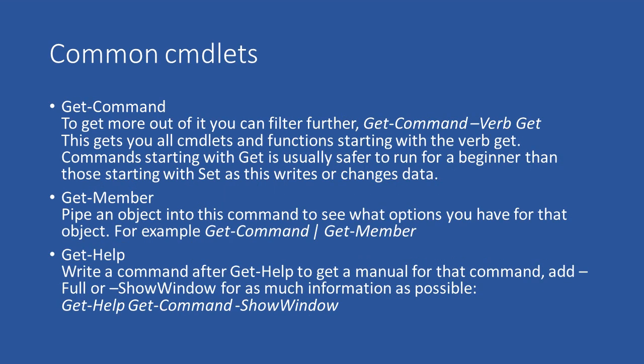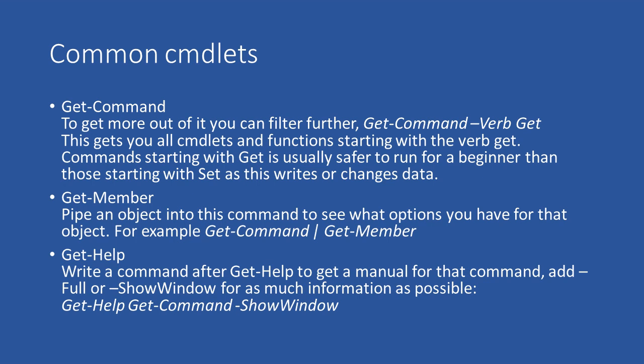We are now looking at some common commandlets, and we start with the Get-Command command. To get more out of this, you can filter further. You write Get-Command, and then use the flag -Verb and add Get. This gets you all commandlets and functions starting with the verb Get. Commands starting with Get are usually safer to run for a beginner than those starting with Set, as this writes or changes data.